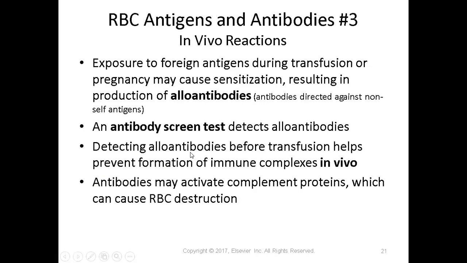Detecting when someone has these alloantibodies is really important before this individual gets another transfusion, okay, to prevent formation of immune complexes in vivo. Okay, and so I want to speak to this just for a moment. So if somebody has some alloantibodies from previous transfusion, or a woman who's had a pregnancy, let's say, we want to make sure we find out the identity of that antibody. It's really very important, because here's why. Let's say they're getting another transfusion.